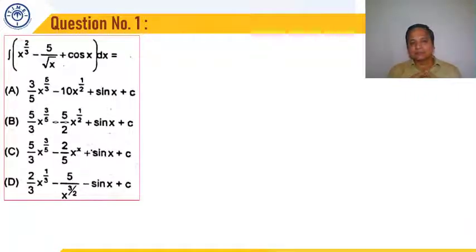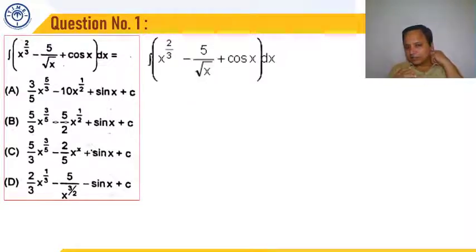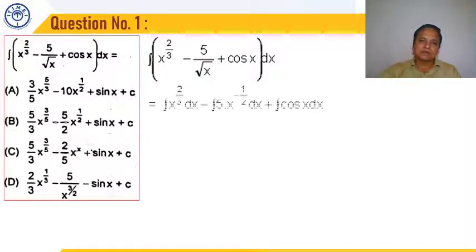We have to integrate this expression, x to the power 2 by 3 minus 5 upon root x plus cos x, and then dx. So we will be dividing this into smaller integrals. Can we say we divide into three different small integrals: x to the power 2 by 3 dx as 1, then minus 5, root x, the denominator we take in the numerator, it becomes x to the power minus 1 by 2 dx, plus integral of cos x. Now we'll be solving these three integrations separately.